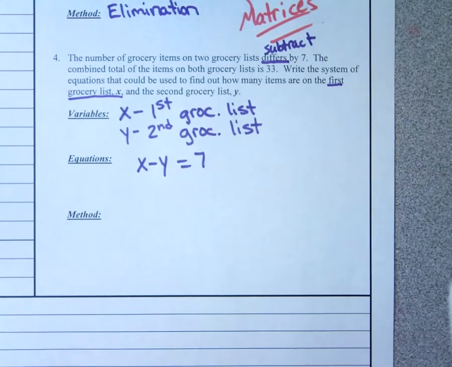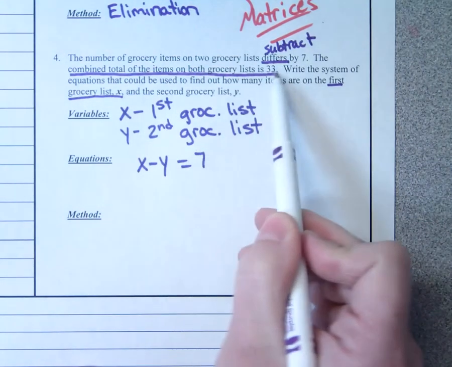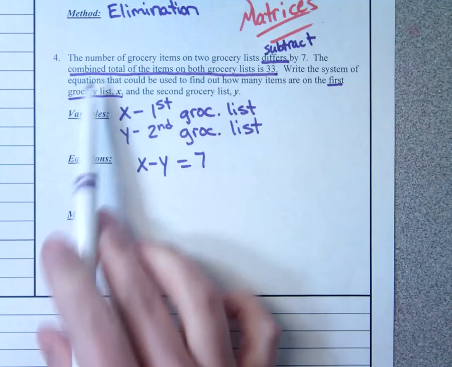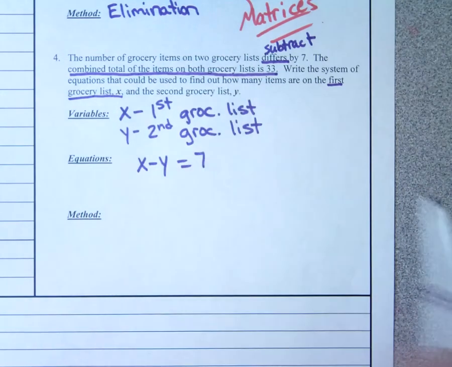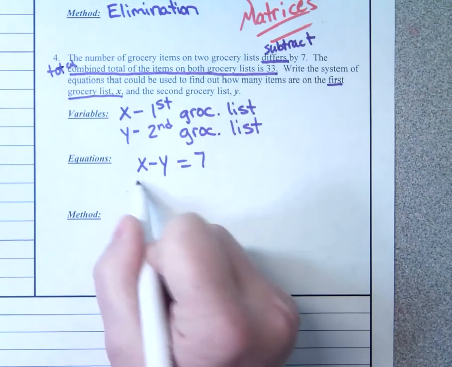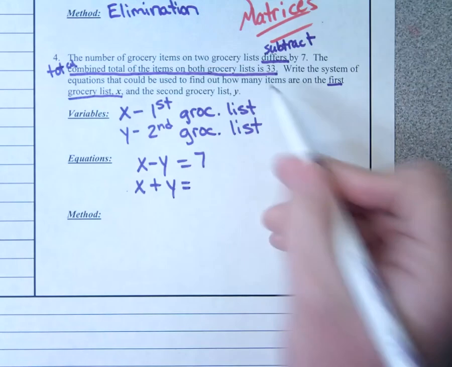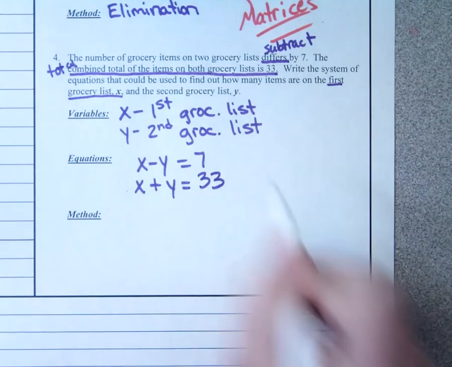Okay, and then the second sentence says the combined total of the items on both grocery lists is 33. So the combined total of the items on both grocery lists, this is together, this is the total. So I take how much I have on the first grocery list, I add it to how much I have on the second grocery list, and that makes a total of 33.